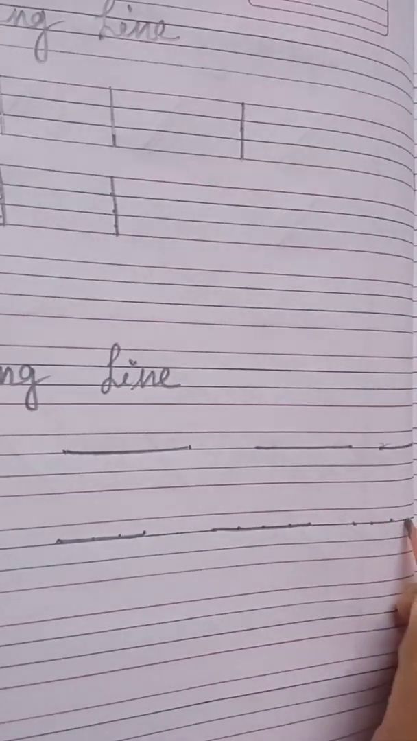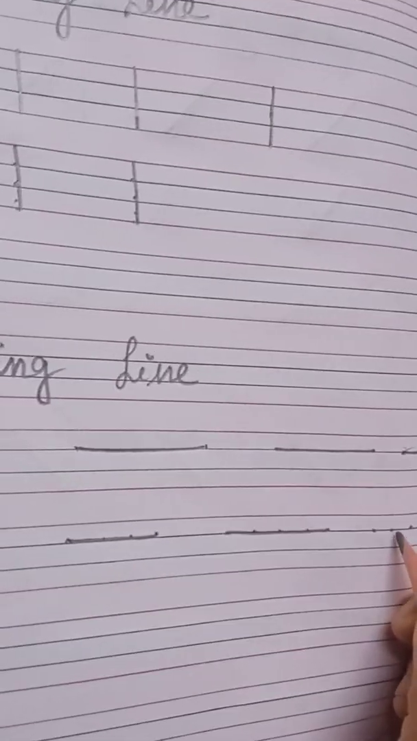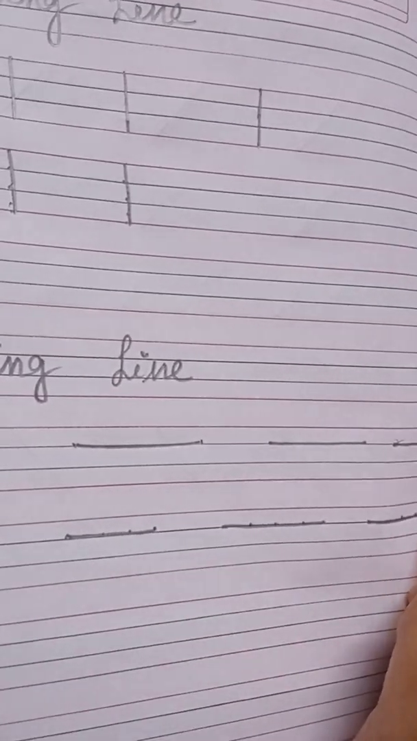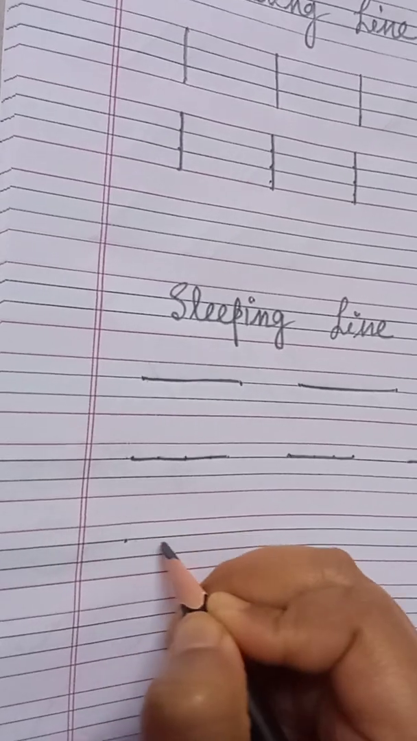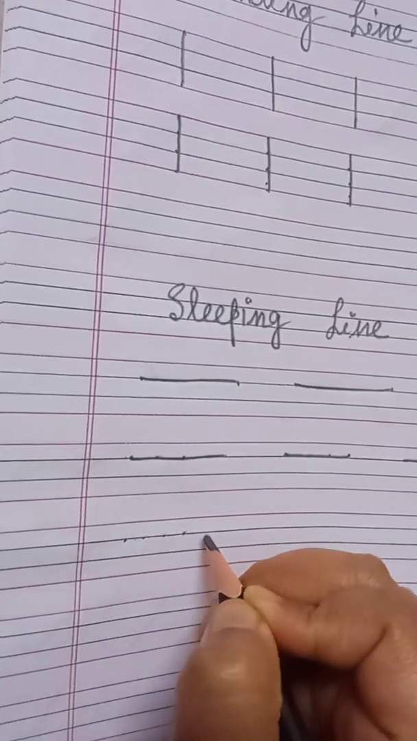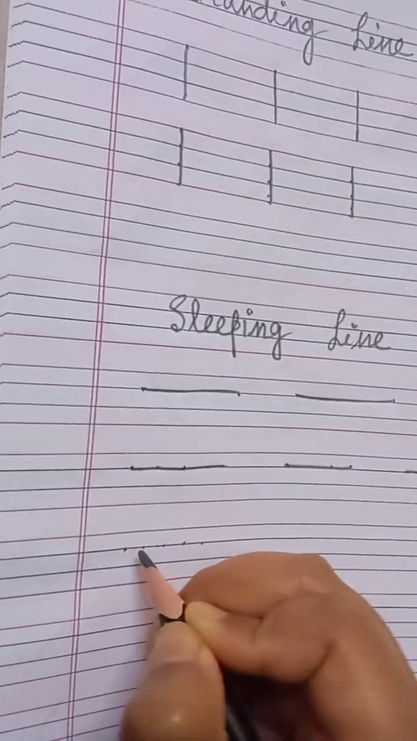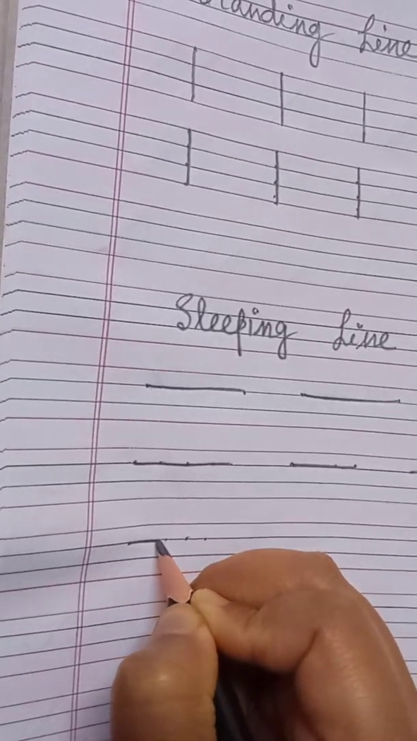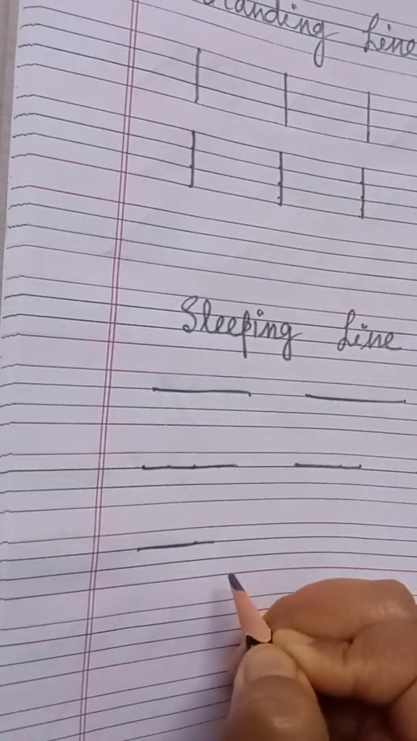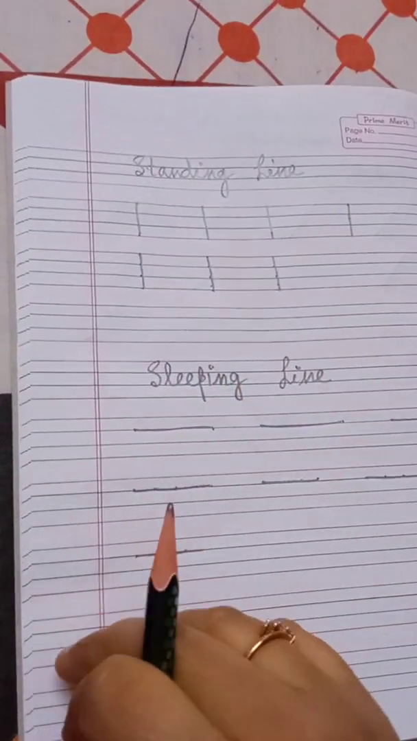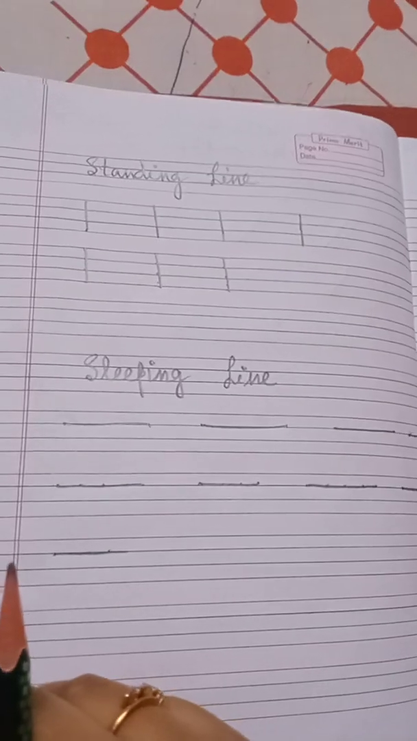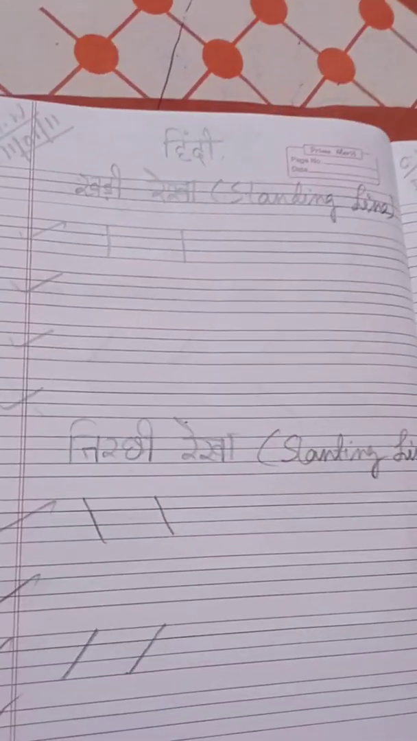Again I am going to repeat it because it is not clear. First draw some dots and tell them from the first dot up to the last dot and you have to join it. So this is the standing line and the sleeping line. Again I mention it here.